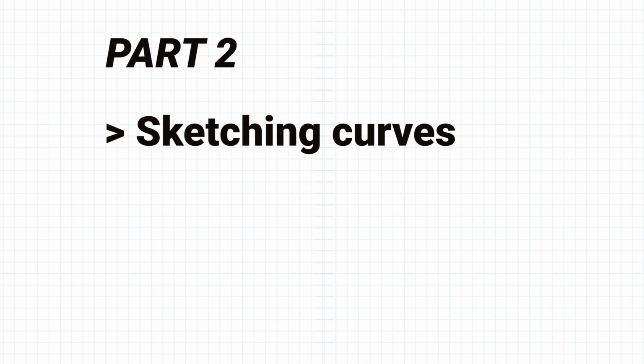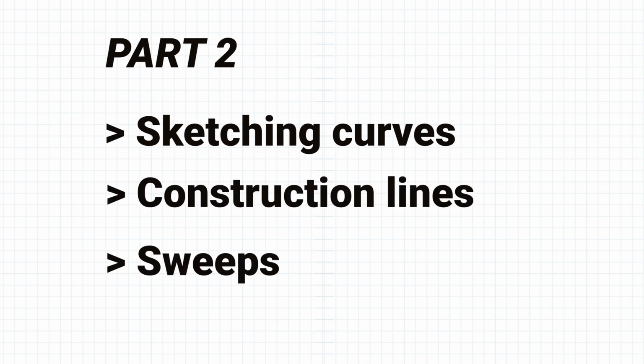Hello and welcome back to part 2 of Learn Fusion. In this second video, we're going to be learning sketching curves, construction lines, and sweeping along a path. And if you haven't heard of these before, then don't worry, I'm going to be explaining and demonstrating these throughout this video. And in this video, we're going to be creating a simple coat hanger model.